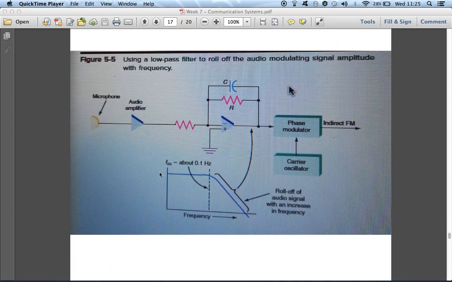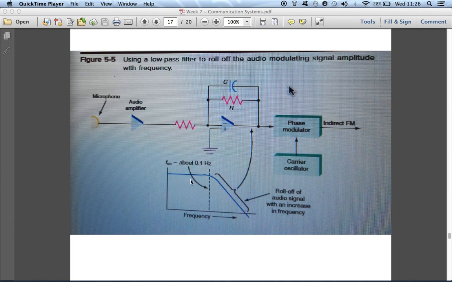We can see that behavior diagrammatically, where the microphone, which is the transducer, gets the information modulating signal, which is amplified by the audio amplifier and given to the RC filter, which is a low pass filter. It removes the high frequency components occurring in that modulating signal, and the result is fed to the phase modulator, which is also getting a carrier signal and gives us an indirect FM signal.